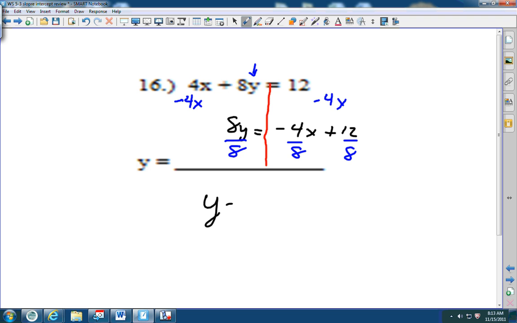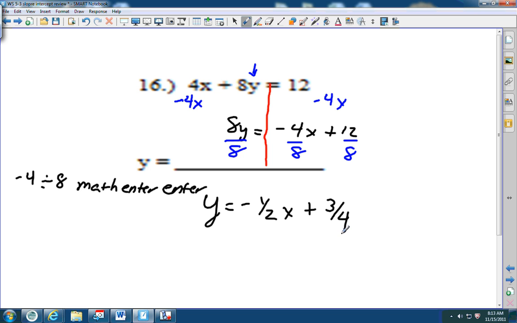I get y equals, again, if you put negative 4, divide 8, and press math, enter, enter, it's going to reduce your fraction for you each time. And you'll have negative 1/2 x. And then 12 divided by 8 doesn't work out. It works out to be a decimal. But if you put 12 divide 8, math, enter, enter, it will reduce it for you as well to where you get 3/2, because I divide each number by 4. So I get 3/2. And I can just leave it like that. Nothing's wrong with that right now.